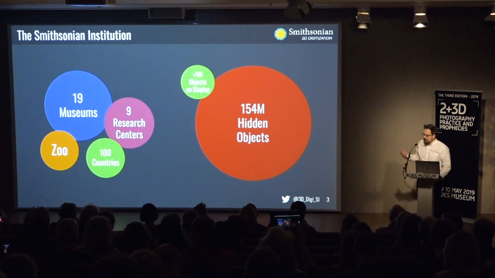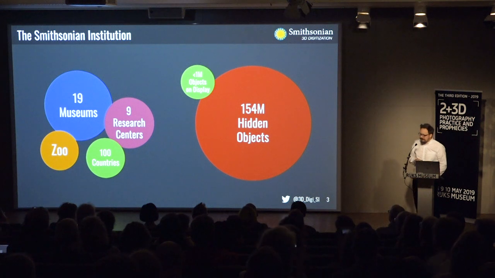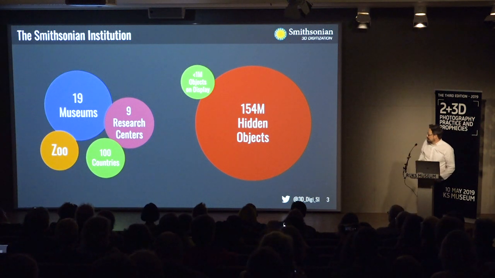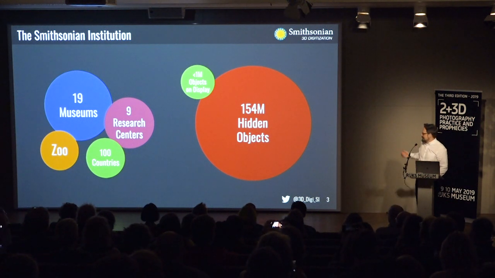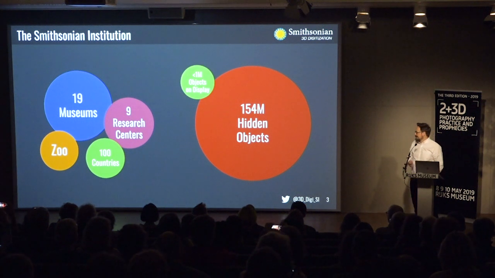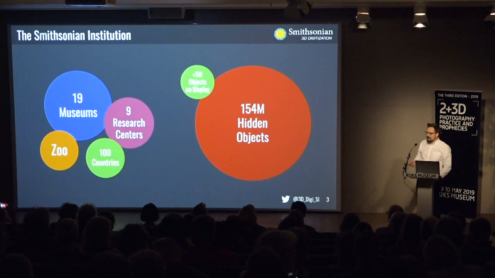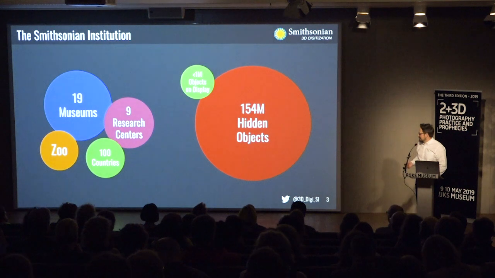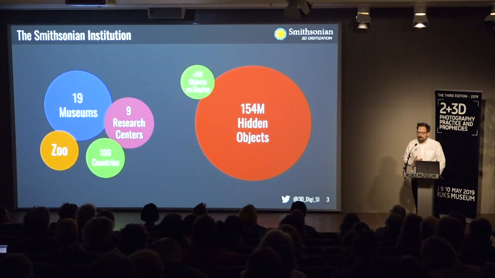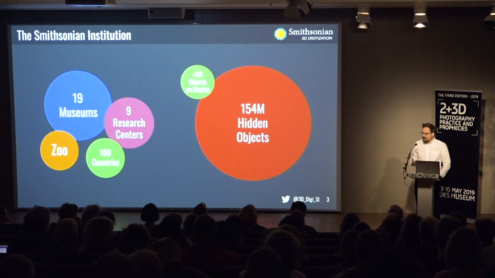So the Smithsonian, we're not one museum, we're 19 museums, 9 research centers. We have scientists operating in over 100 countries around the world, and we have this huge collection. We have 155 million objects, and less than 1% of that collection can ever be on physical display. So this is really what inspires our team. What if we were to unlock more of this collection using 3D scanning tools?